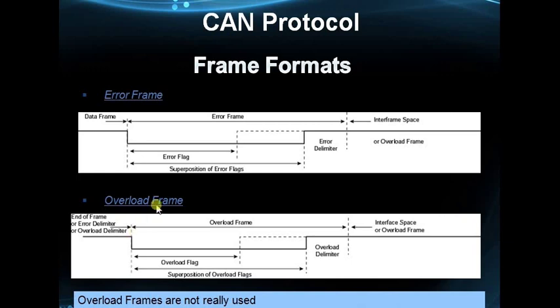Okay, overload frame is also similar to the active error frame. Here also it is 6 consecutive dominant bits followed by 8 consecutive recessive bits. Basically, the overload frame is used by the slower nodes. In reality, overload frames are not really used so much, but it can be used for slower nodes.